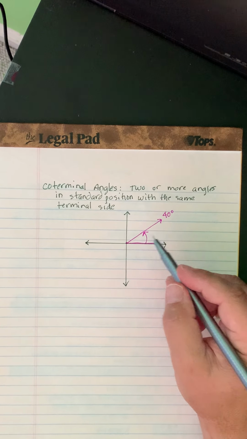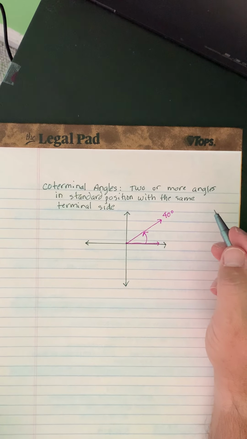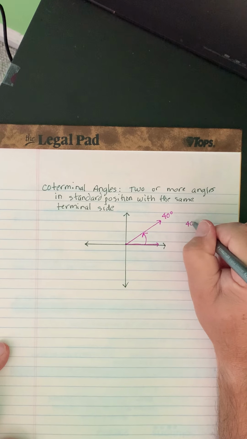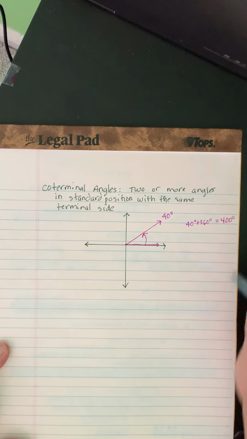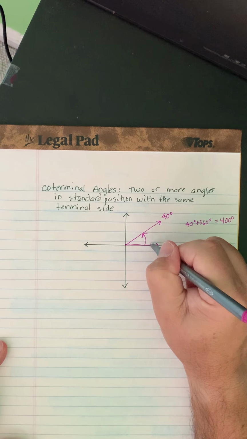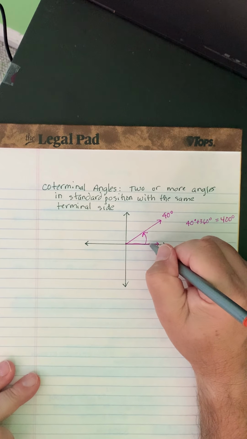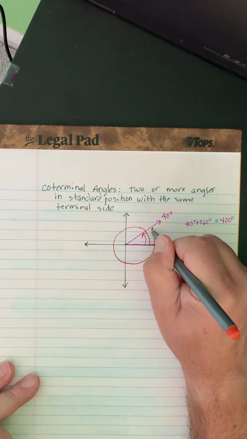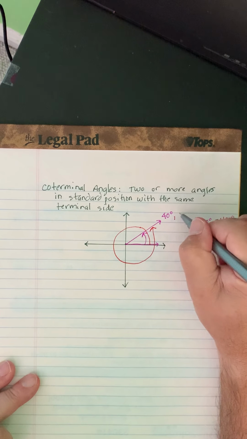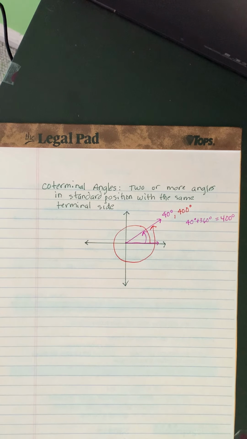I can't say 40 again. But if I were to go all the way around from 40 to get back here, what would I need to do? I would need to add 360 degrees because that's a complete revolution. So that would be a 400 degree angle, okay? So if I come here, let me change colors. And I start here and I go all the way around. Come back to right there, that would be a 400 degree angle. Okay, that's a coterminal. So 40 and 400 are coterminal angles.